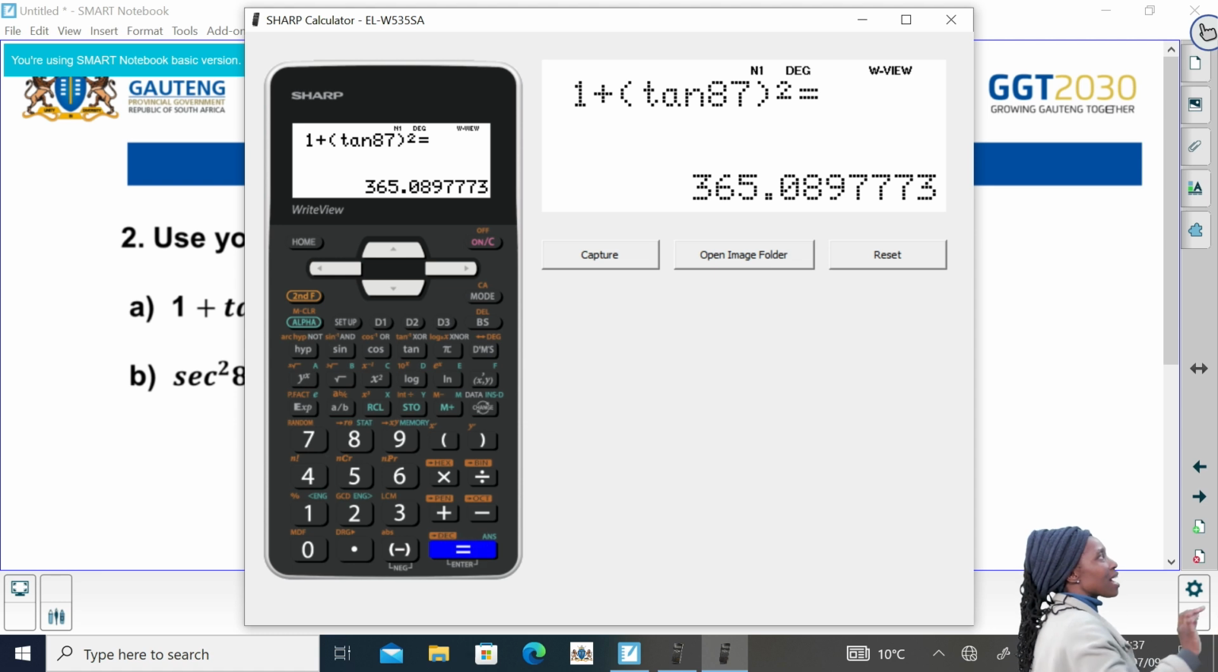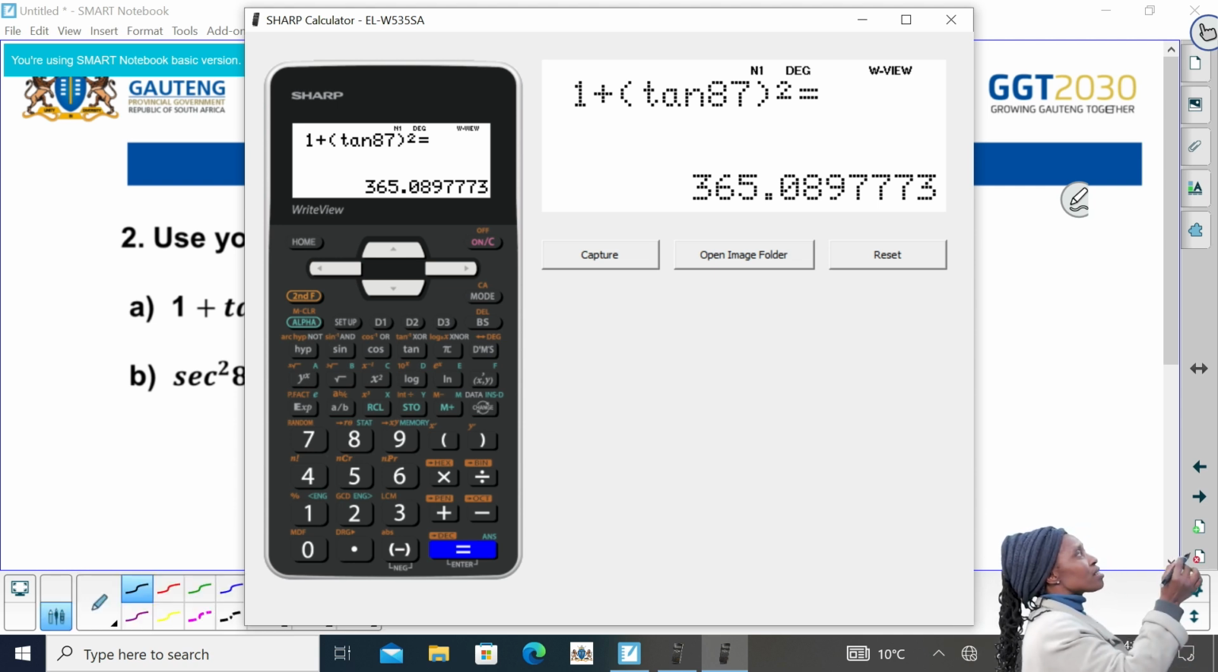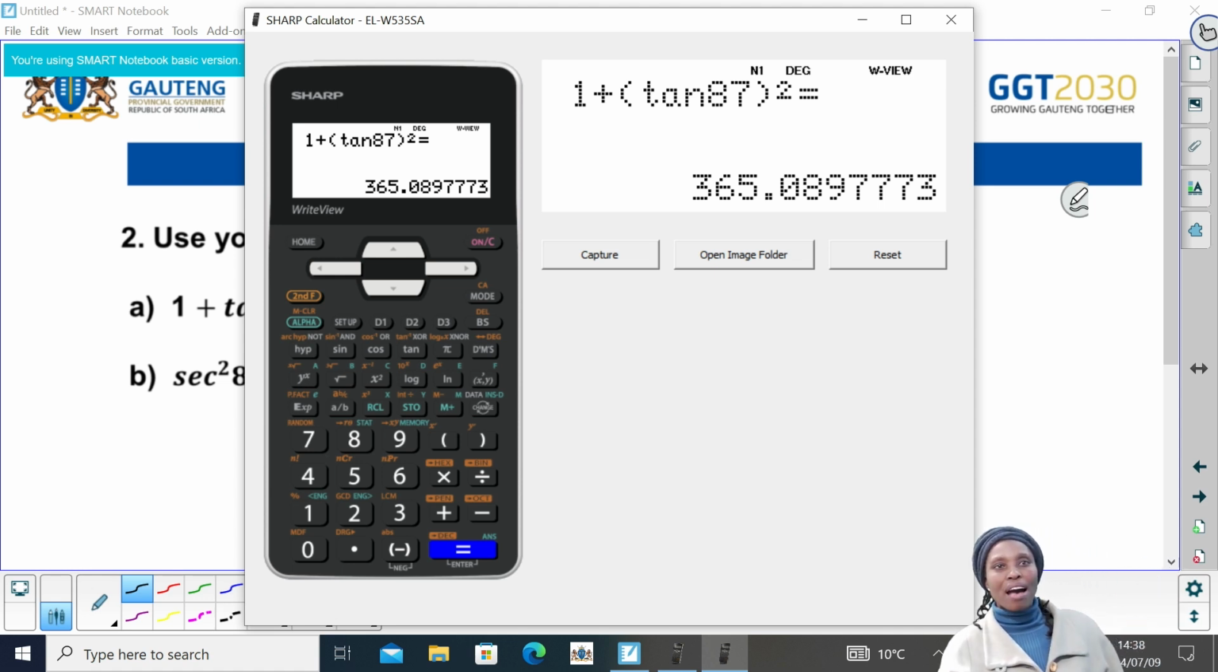So your answer is equal to 365,089,777.3. That is the answer that you are getting, meaning you round off your answer. You can round off to 2 decimal places, which is going to be 365,089,777.31, because the 3 that you are having there is followed by a 9, which is above 5, and it's going to increase the 3 by 1. You can also round off to the nearest whole number, which is going to be 365,089,777.